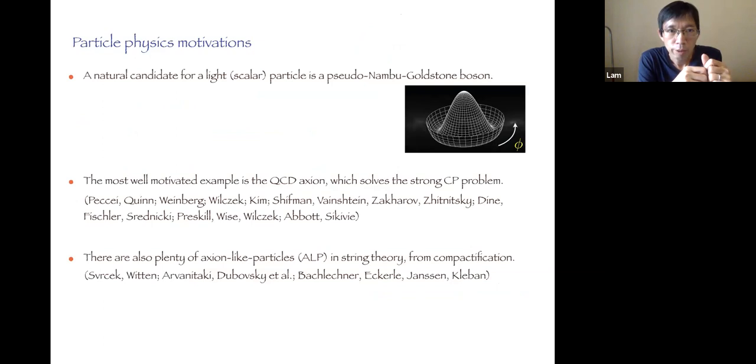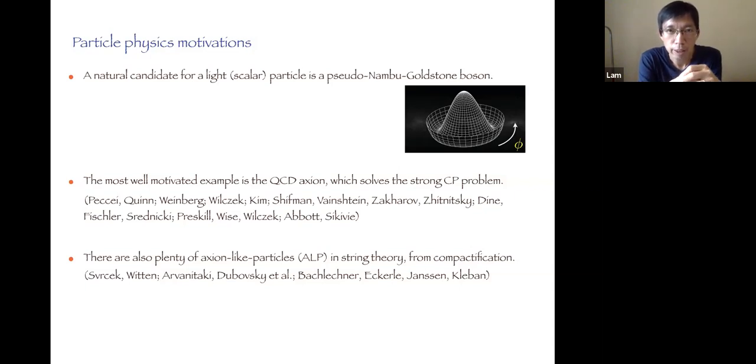The most well-motivated example is, of course, the QCD axion, which solves the strong CP problem. There are a lot of candidates for axion-like particles. The term axion-like refers to the fact that this is not the QCD axion, but it's axion-like in the sense that it's still some kind of pseudo-Nambu-Goldstone boson. In fact, I put a picture of the Mexican hat potential just to remind you. So this is the particle that's associated with going around the Mexican hat.